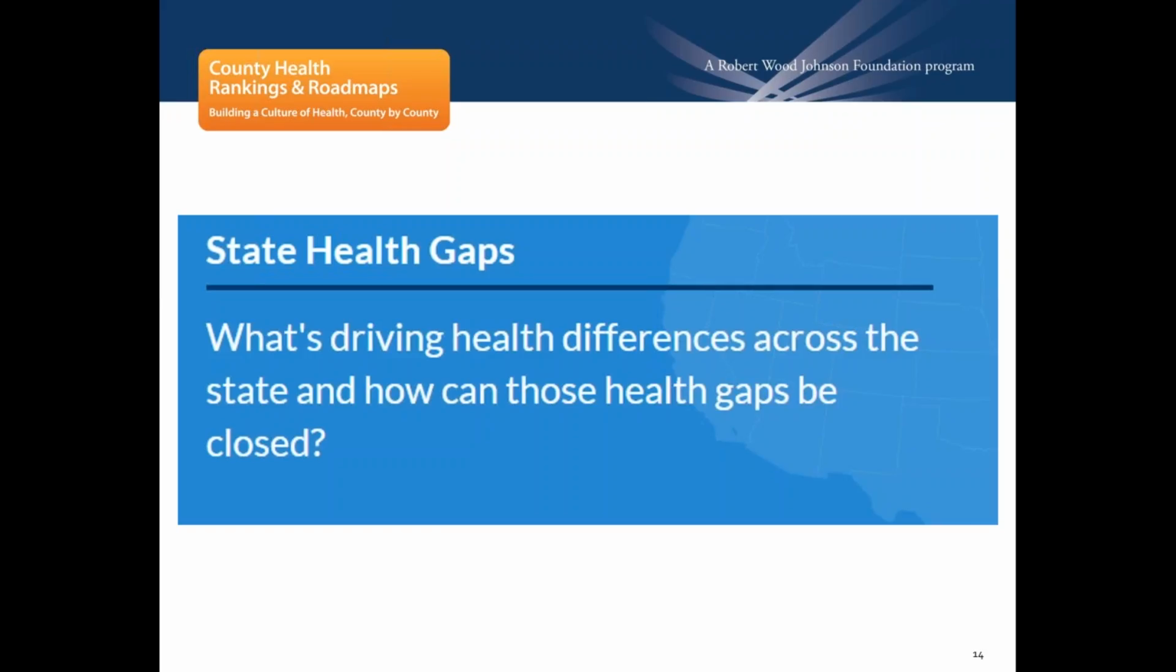Great, thanks, Karen. These are great tips on how we can use the rankings and other data resources as a starting point to explore and understand gaps within our communities.